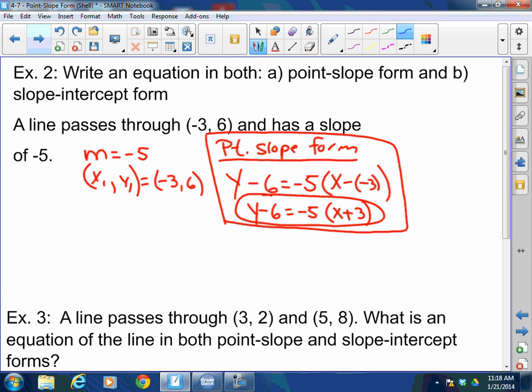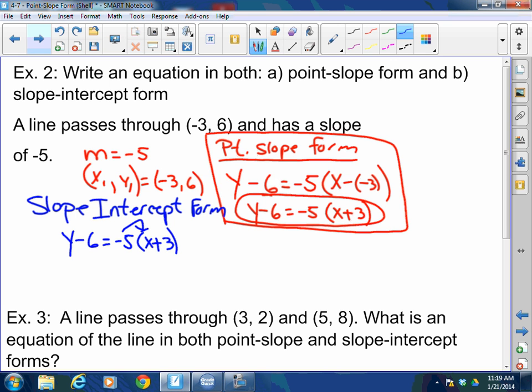Yes, sir. Okay. Now, in blue, I want to write it now, because I have to, in slope-intercept form. So slope-intercept form is y equals mx plus b. So what do I have to solve for here? The y. Very good. How do I start solving? Very good, son. First you distribute. Well done. Y minus 6 equals -5x minus 15. And then?